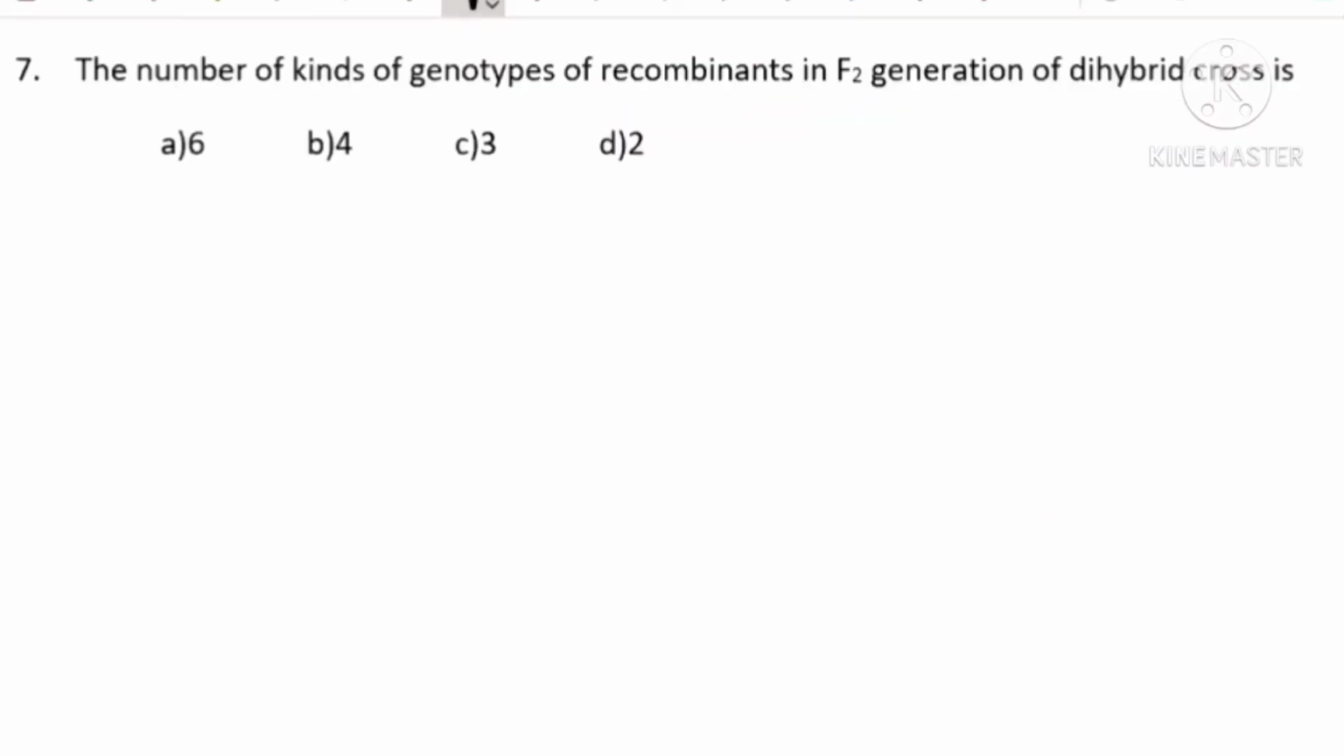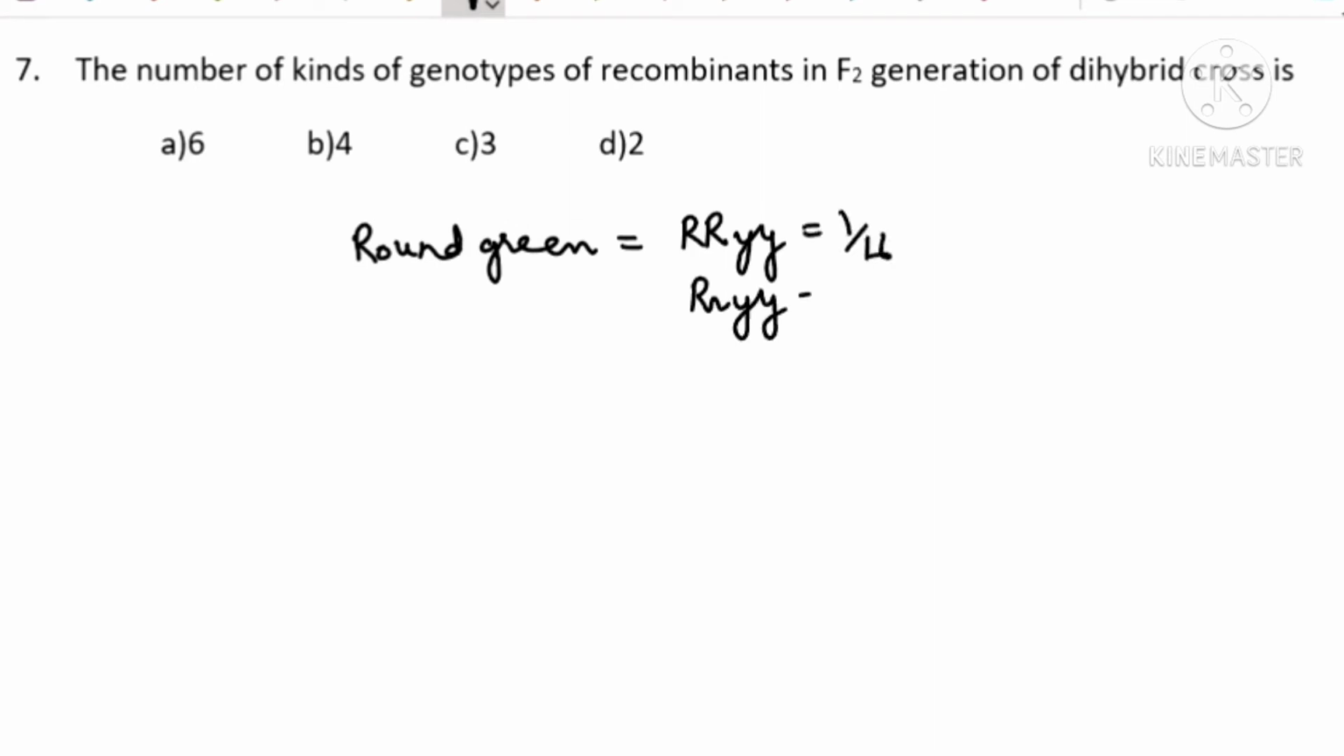Now see the next question. Number of kinds of genotype of recombinant in F2 generation of dihybrid cross. So first of all, what are the recombinants? If you remember, one recombinant was round green. And round green probability can be with this genotype as well as with this genotype. Clear? This will be your 1 by 16 and this will be your 2 by 16.